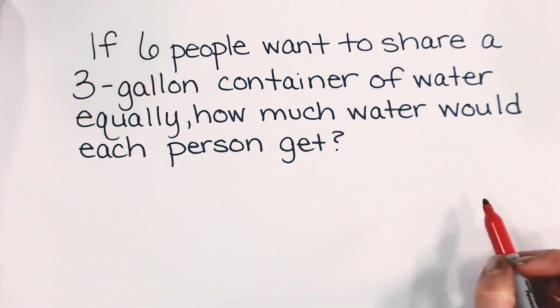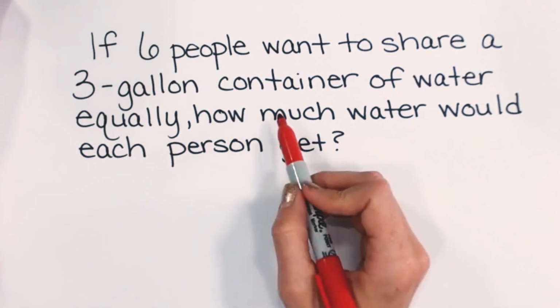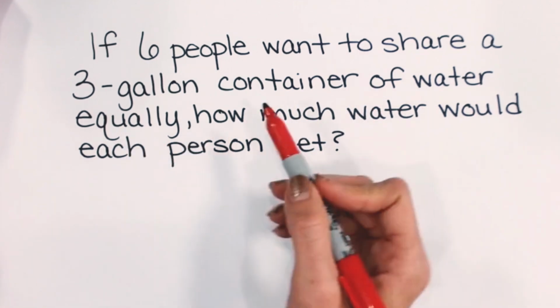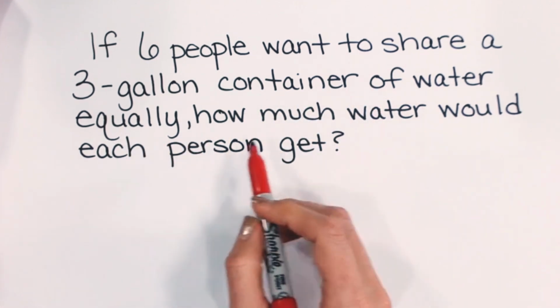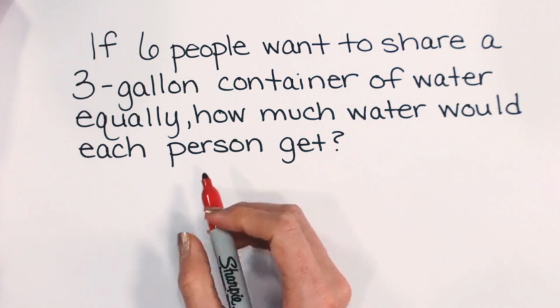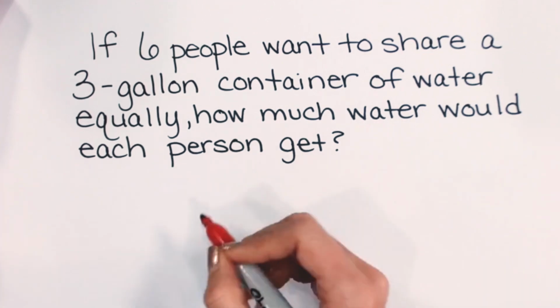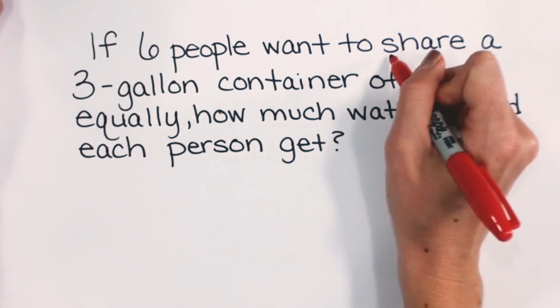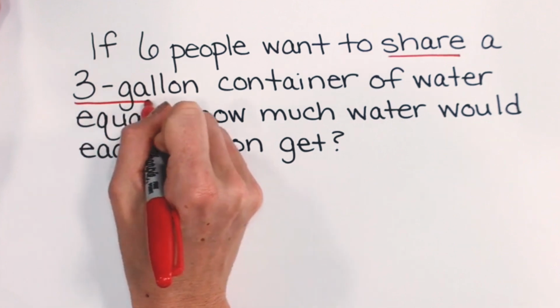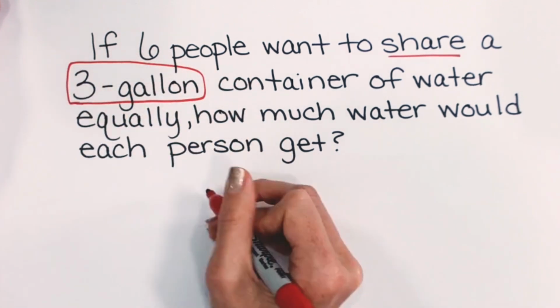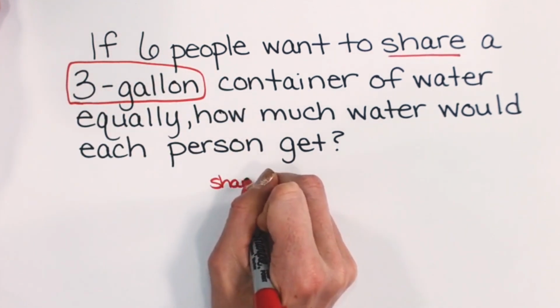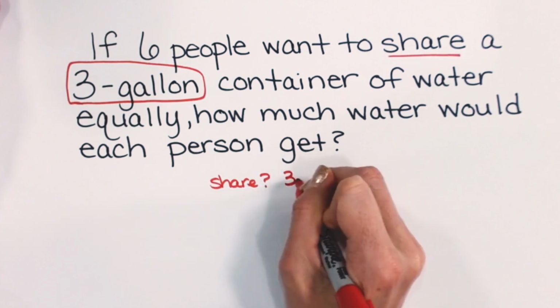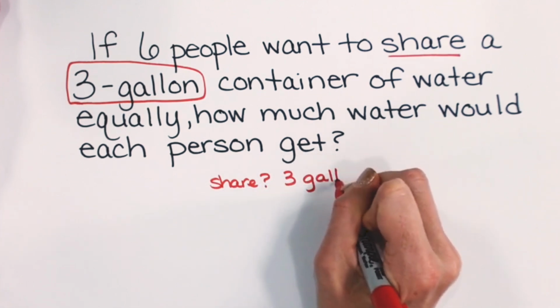Let's take a look at a next problem where our numerator is going to be smaller than our denominator. If 6 people want to share a 3-gallon container of water equally, how much water would each person get? So we know that our numerator is what's being shared or used up. So I'm going to write down here, what are we sharing? Well, we're sharing a 3-gallon container.